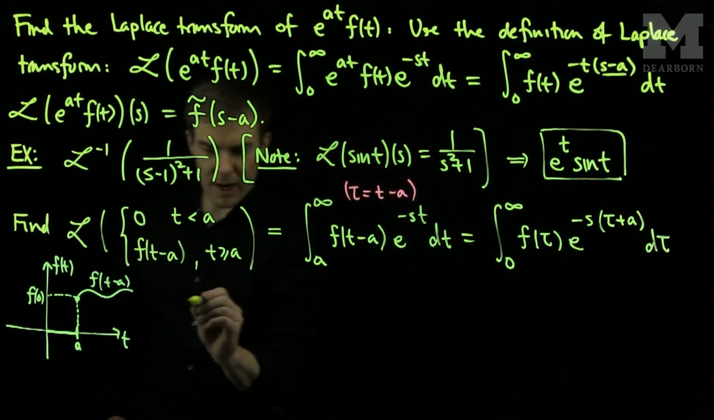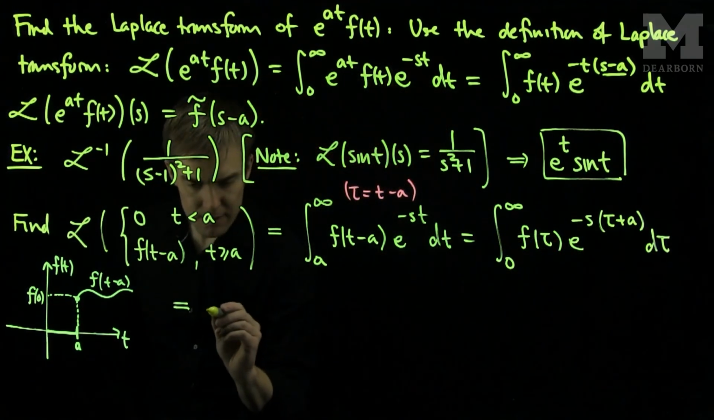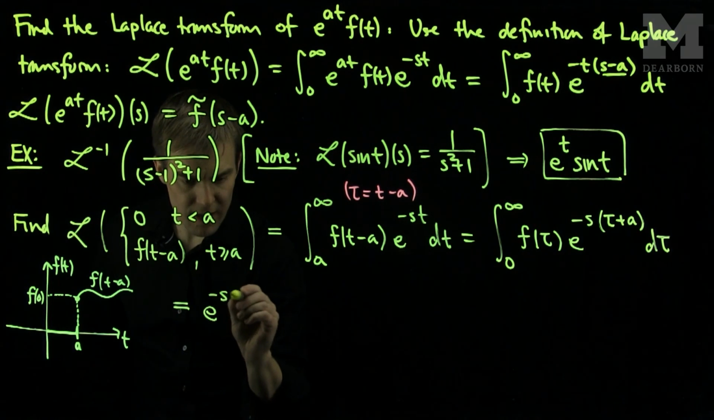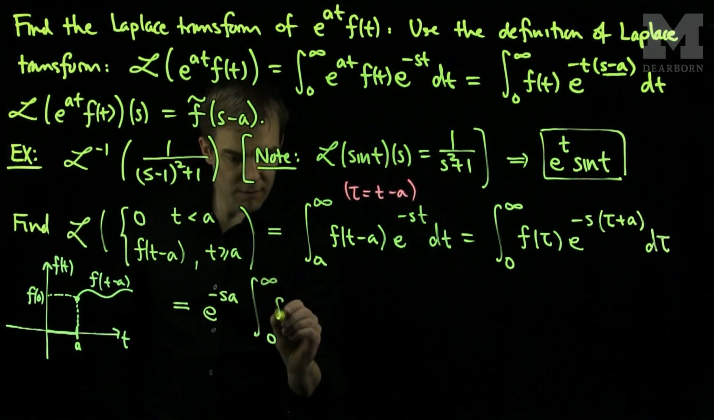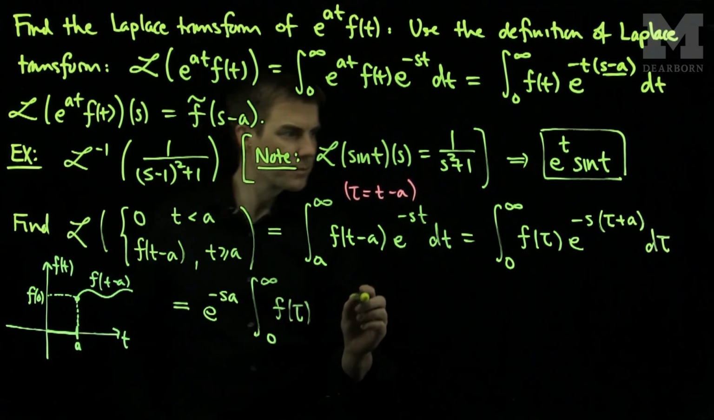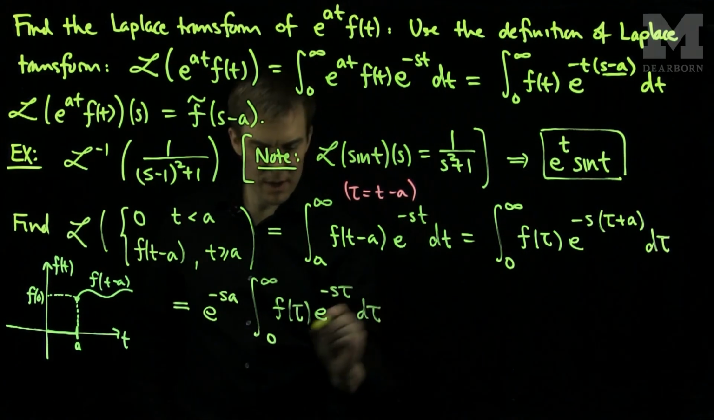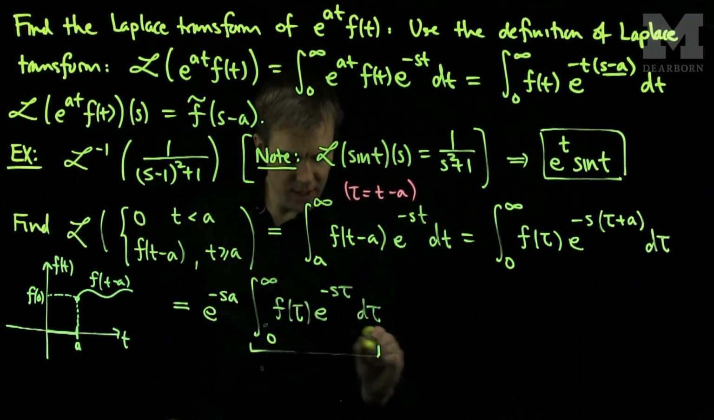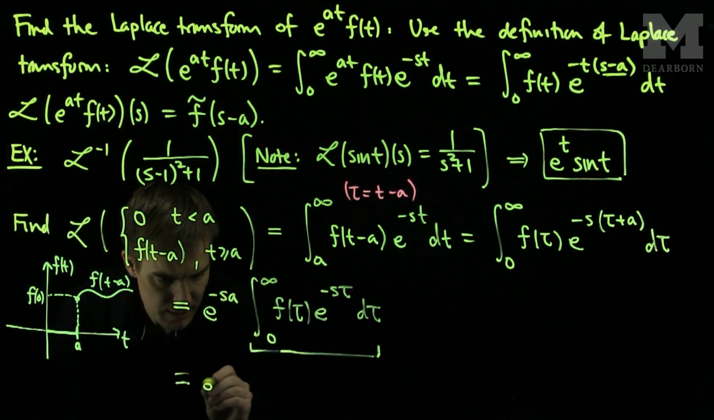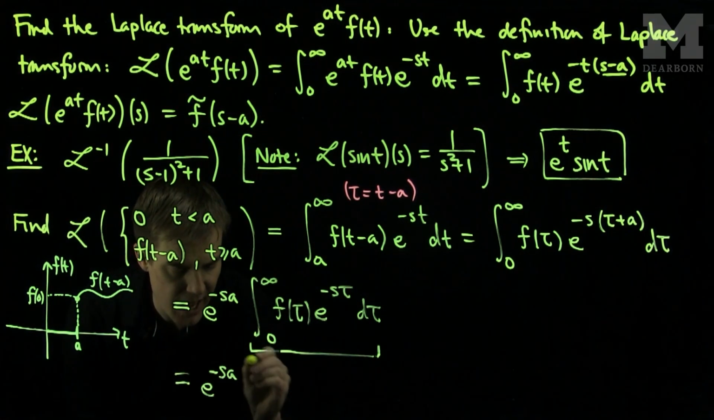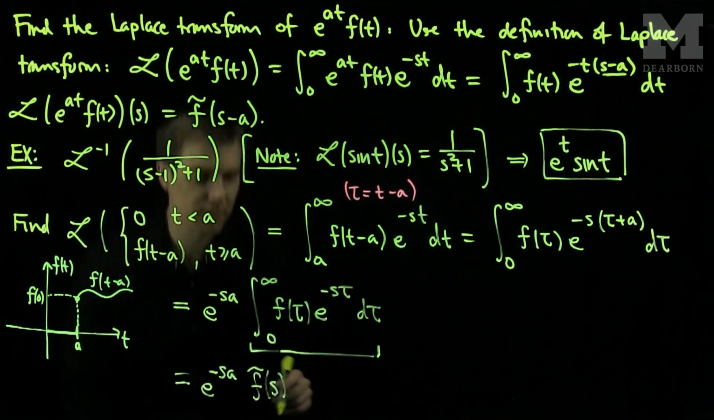If I simplify this, I will see that I have a factor of e to the negative sa, which will come out of the integral. Then I'll have the integral from 0 to infinity of f of tau, e to the negative s tau d tau. And this expression over here is nothing more than the Laplace transform of the function. So this will be e to the negative sa times the Laplace transform of the function itself.